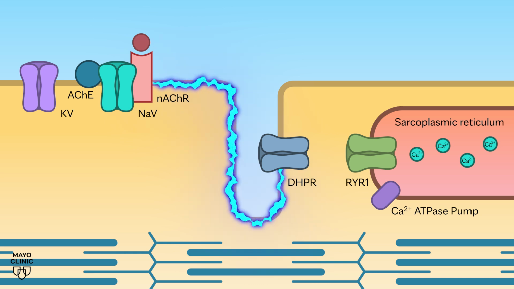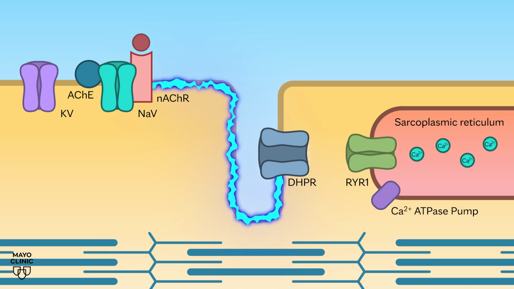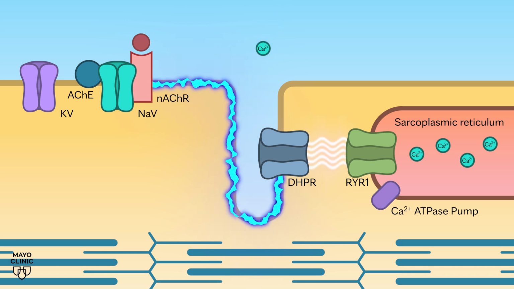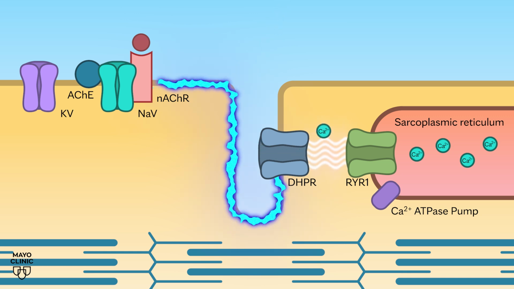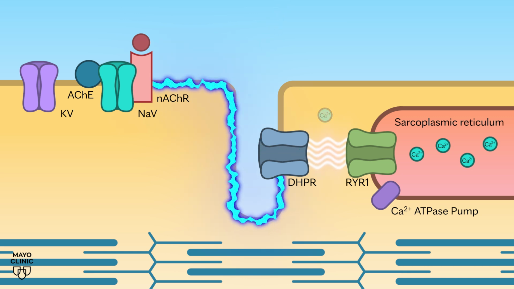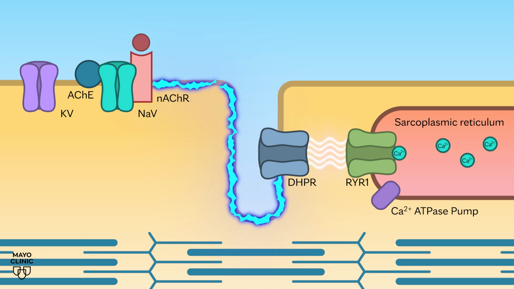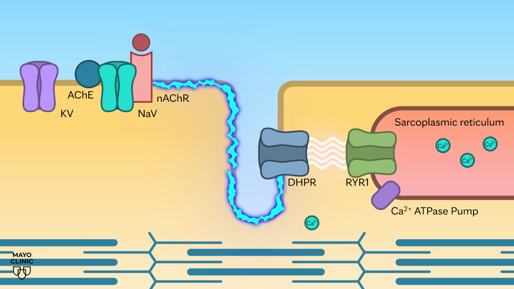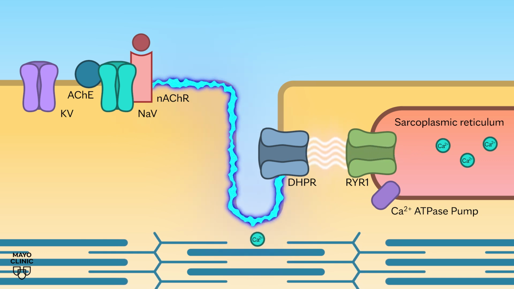This depolarization event travels through the T-tubule membrane and induces a conformational change in the dihydropyridine receptor, which allows it to mechanically interact with the ryanodine 1 receptor. This, in turn, permits a calcium release channel to open and release calcium from the sarcoplasmic reticulum into the cytosol, which induces muscle contraction.